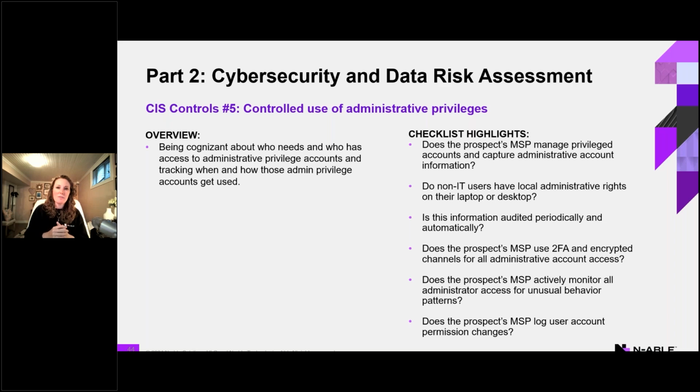Looking at number 5, controlled use of administrative privileges. There are 9 sections as part of this control, but at a high level, number 5 is all about reducing the risk of attack by being cognizant about who needs and who has to have access to administrative privileges and accounts, and tracking how those admin privileges and those accounts get used, because misuse of privileges is a primary method for attackers to spread inside an organization's network.